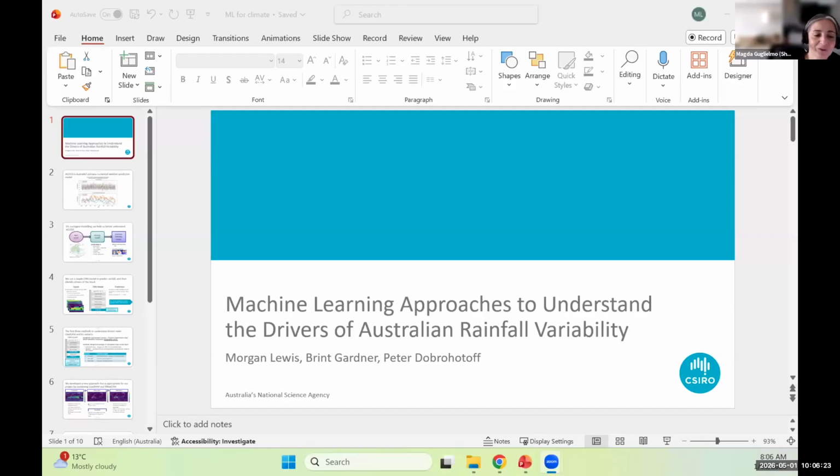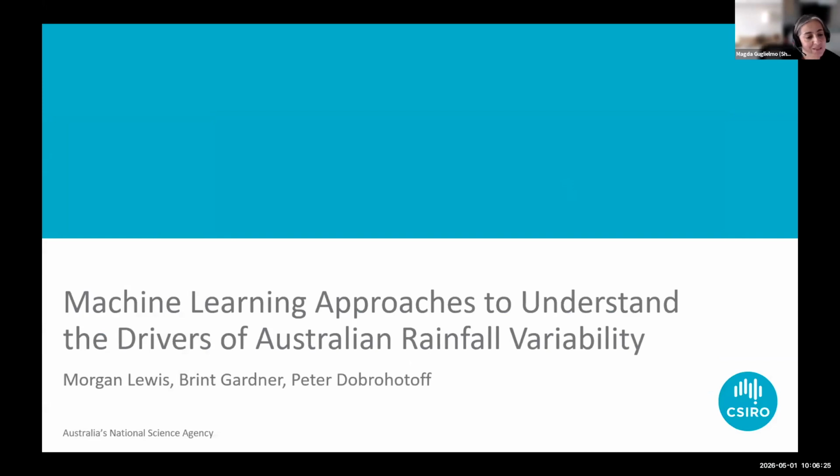Morgan, yes. Can you share your screen? Okay. Coming through okay. Thank you. So Morgan will talk about a machine learning approach to understand the drivers of Australian rainfall variability. Thank you, Morgan. Thank you.